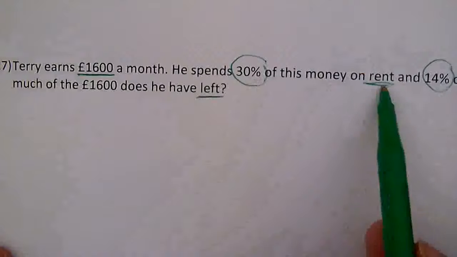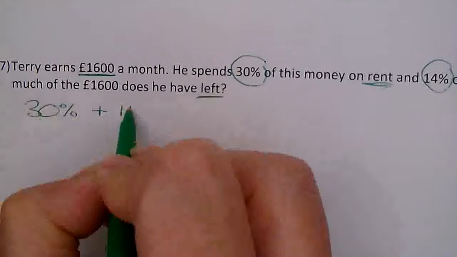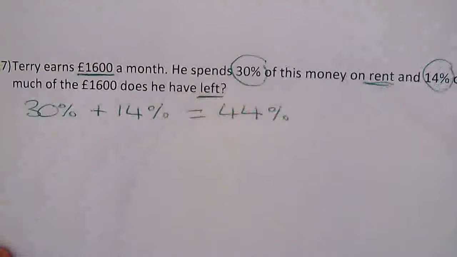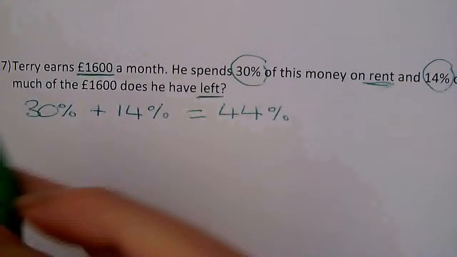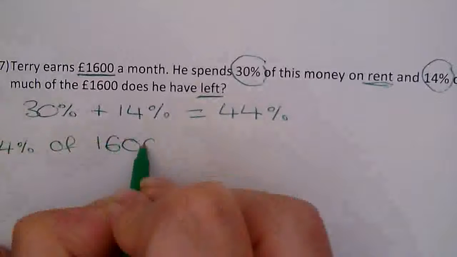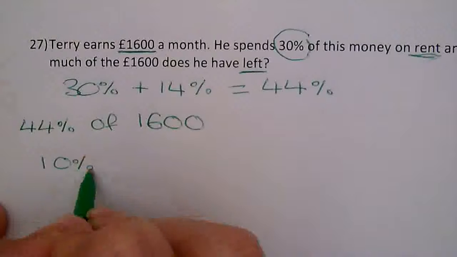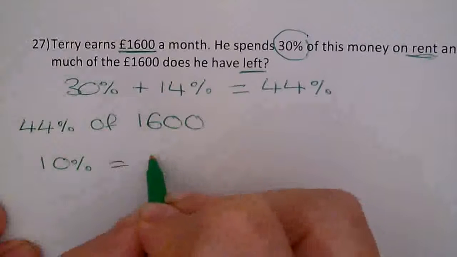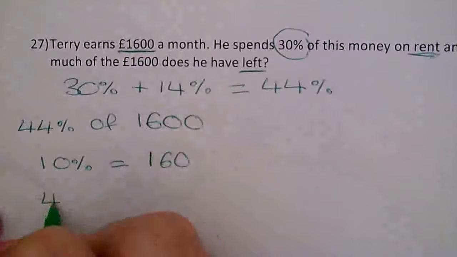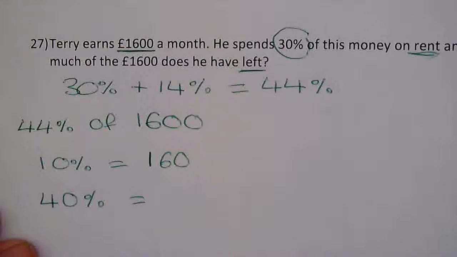If he spends 30% on rent and 14% on bills, 30% plus 14% gives him a total of 44% that he's spending. So let's find 44% of his wages, which is 1,600. So if we look at it, 10%, divide by 10, 1,600 divided by 10 is 160. And we want 40% to help us get to 44%.